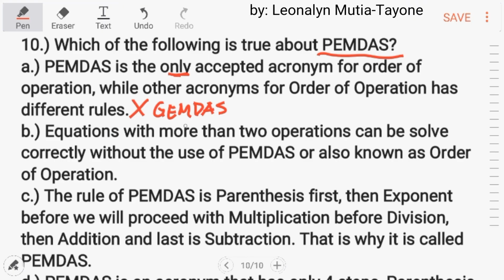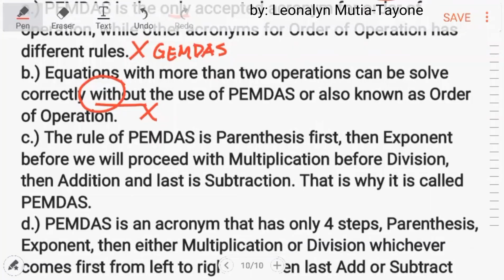B. Equations with more than 2 operations can be solved correctly without the use of PEMDAS, also known as order of operations. We should use PEMDAS para we come up with the same answer. So, mali ito. It should be with. C. The rule of PEMDAS is parenthesis first, then exponent, before we will proceed with multiplication, before division, then addition, and last is subtraction. That is why it is called PEMDAS. Mali din ito.